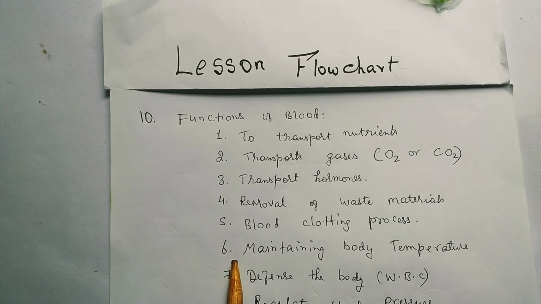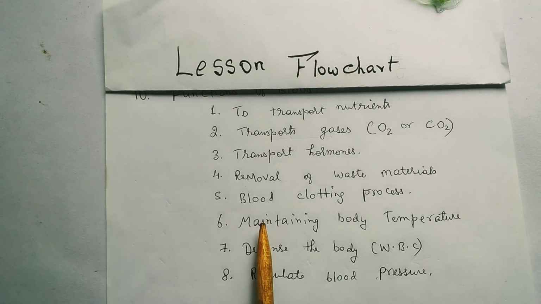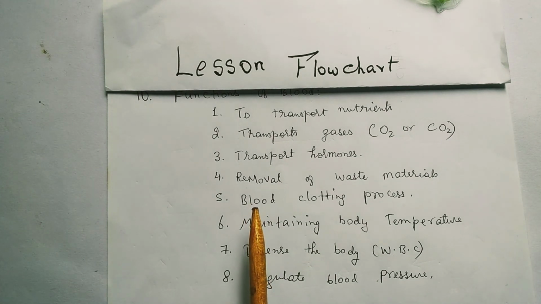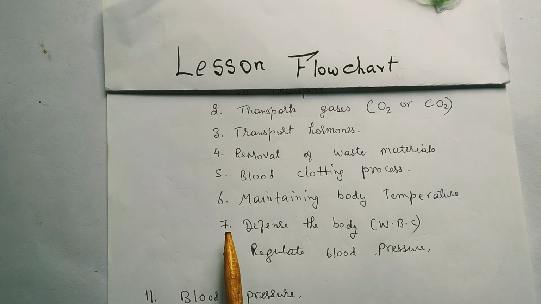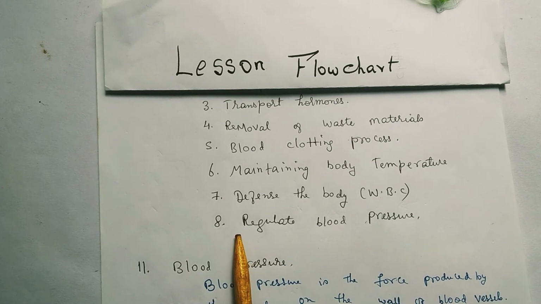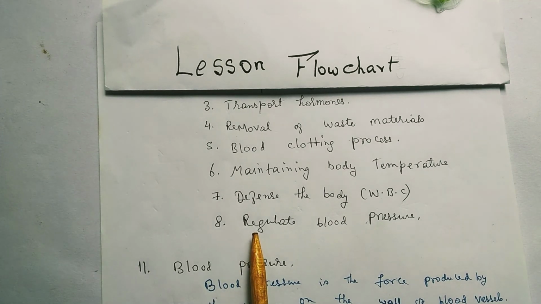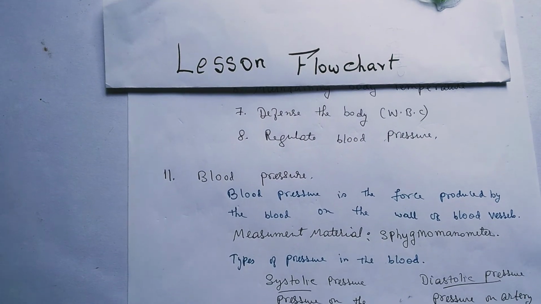And number 6, it helps to maintain the body temperature. While we are warmed, even if it is very cold, our temperature is still the same. It is because of the blood, because it helps us to maintain the same body temperature. And number 7, the presence of WBC helps us to defend against the attack of foreign particles like the virus or bacteria. And number 8, the blood helps to regulate the blood pressure. We will see that just shortly. Now we'll see blood pressure.